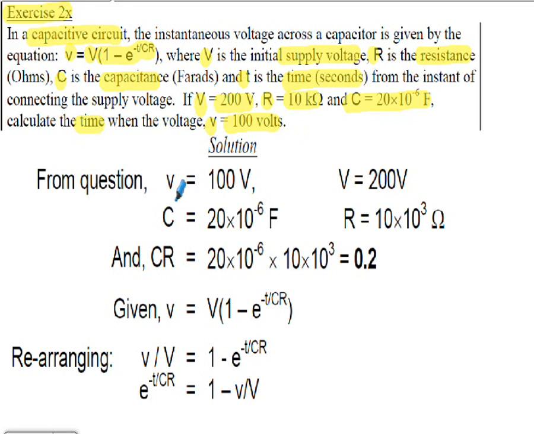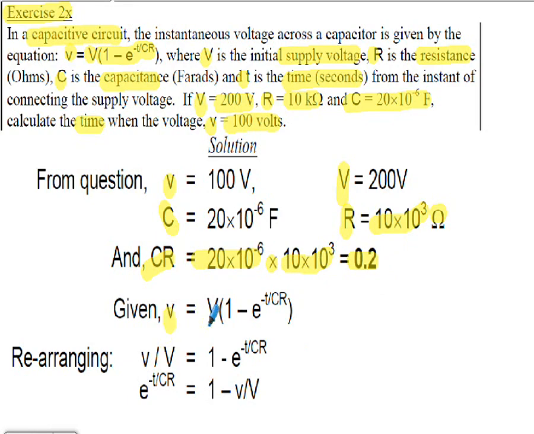So basically in the question here, we're given little v, the instantaneous voltage, we're given V, the maximum voltage, we're given C, the capacitance, and we're given R, the resistance. Notice I put that as 10 times 10 to the 3 ohms because of the kiloohms. I've also worked out here the product of C times R, which is 20 times 10 to the minus 6 multiplied by 10 times 10 to the 3, giving us a value of 0.2, just for convenience of using it in the calculation in a moment.